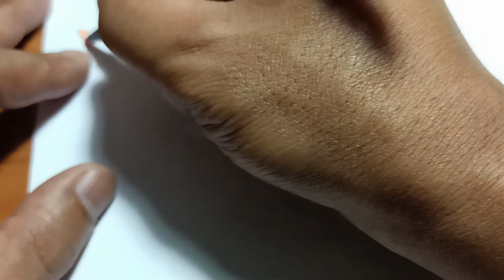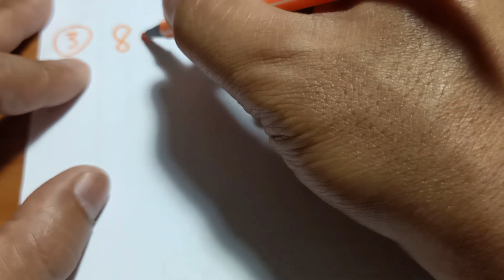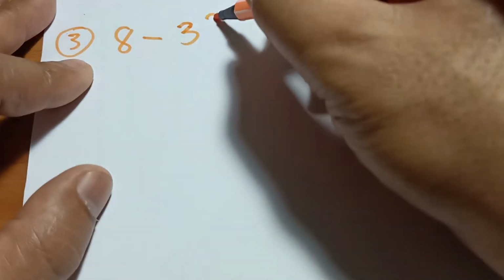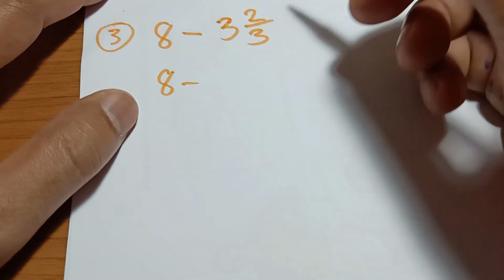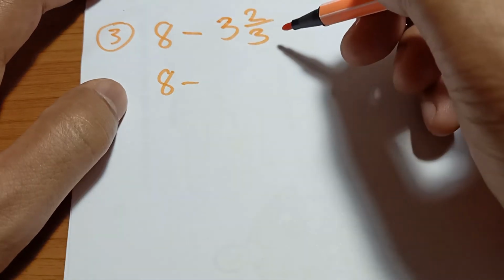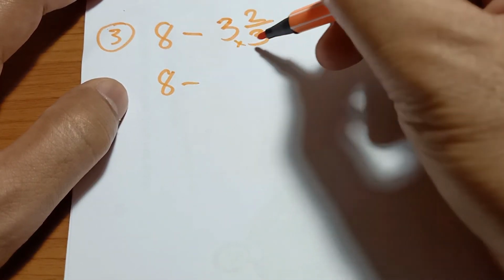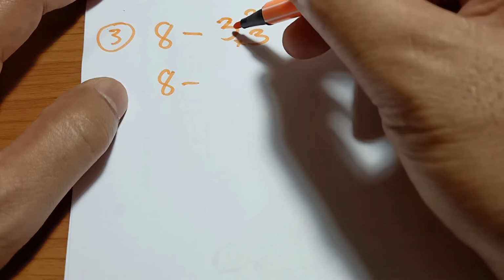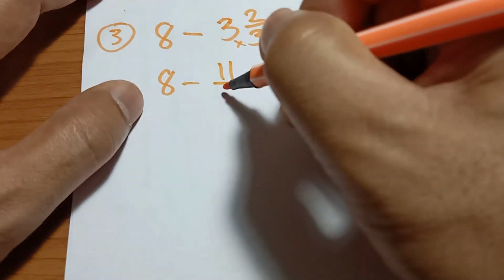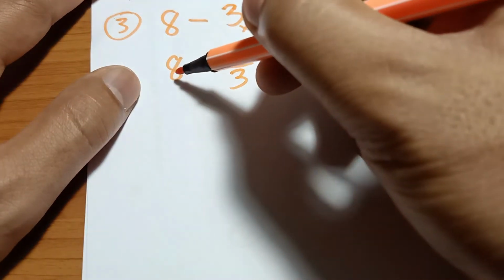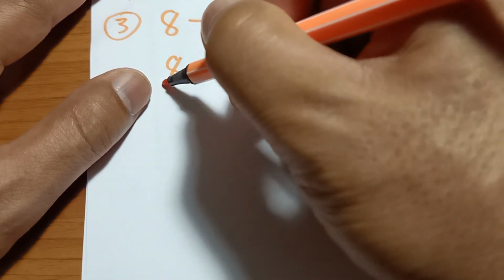But guys, I have another way if you don't like that way, okay? For example, in our example number 3, we have 8 minus 3 and 2/3. So we just copy the 8, minus, and we convert this mixed number into an improper fraction. So 3 times 3 is 9, plus 2 is 11. So 11 over 3. And since this is a whole number, every whole number has the denominator of 1.